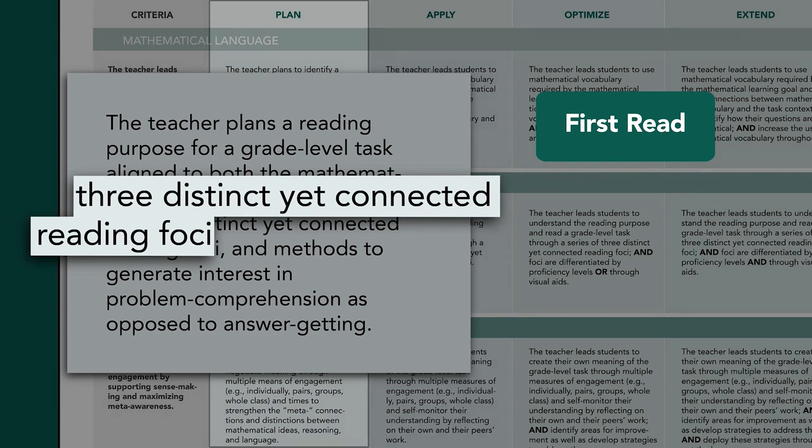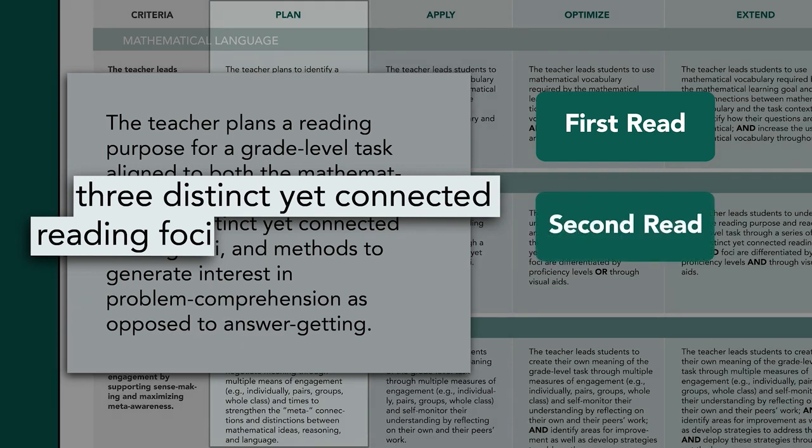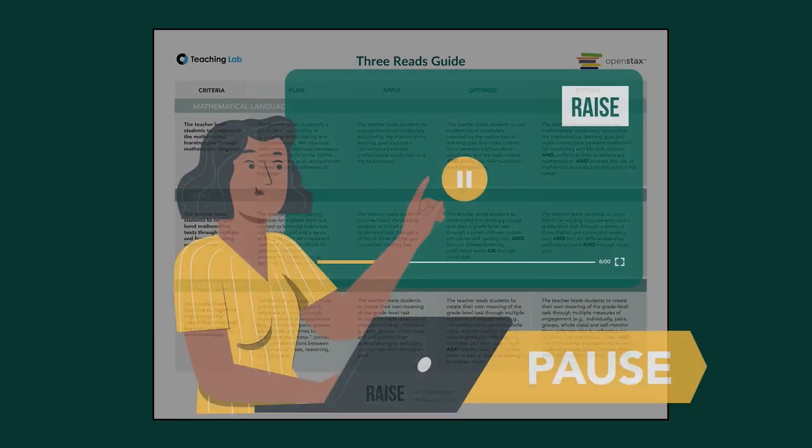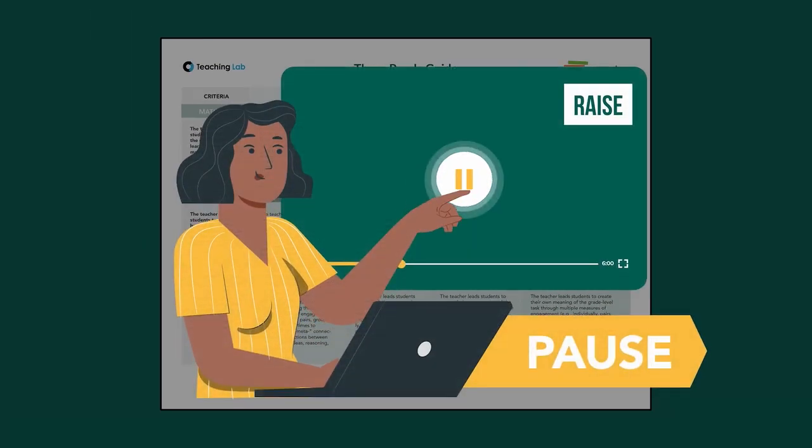Then, plan to implement the second read. It is here where you want students to find relationships to the values presented in the task. Finally, plan to implement the third read, asking students to brainstorm possible strategies to answer a given question. Pause the video now to plan your application, and return to advance when ready.